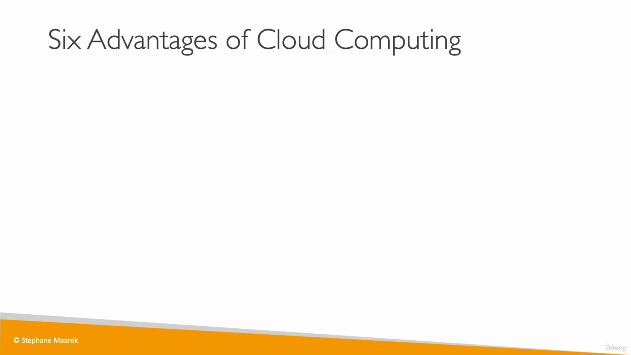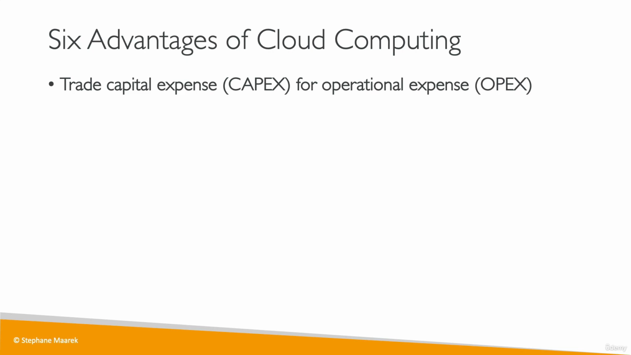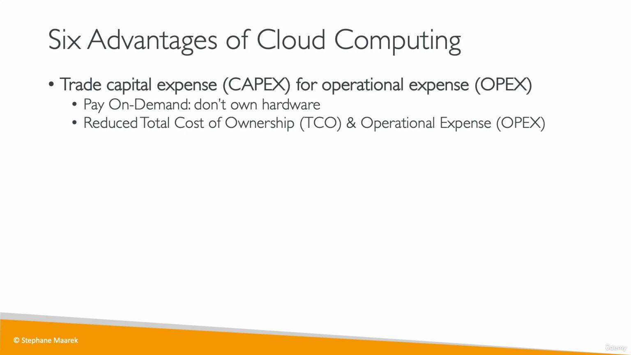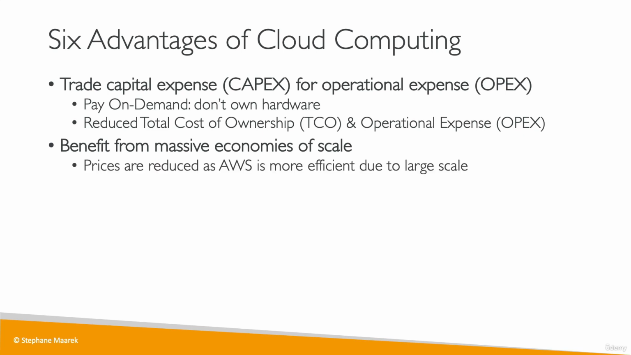Now, 6 advantages. We are going to trade capital expenses for operational expenses, so CapEx for OpEx. That means that you don't own hardware, you're going to pay on demand, and that will reduce your total cost of ownership, your TCO, and your operational expense. That means that you don't buy the hardware in advance, you're just going to rent it from AWS. Then we're going to benefit from massive economies of scale. Because not just us, but other customers are using AWS, and so many people are using it, the prices will be reduced by AWS over time because AWS will be more efficient at running due to its large scale.